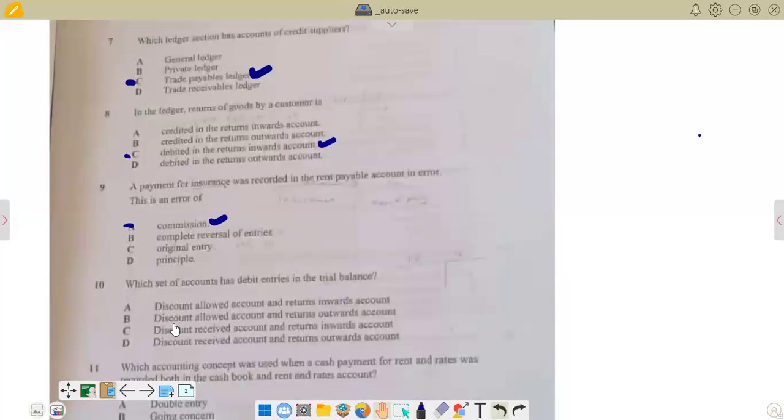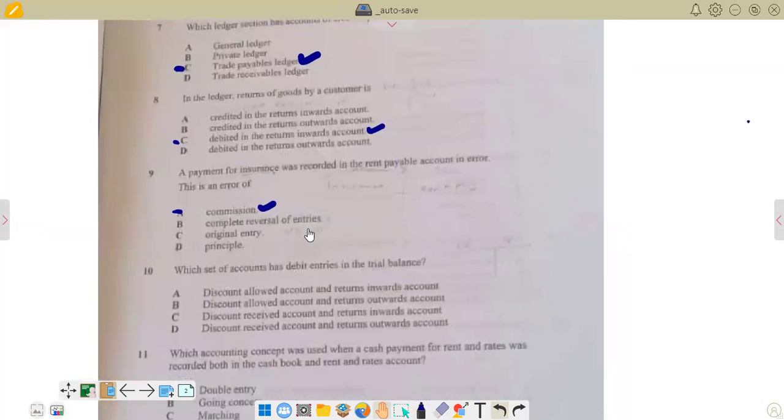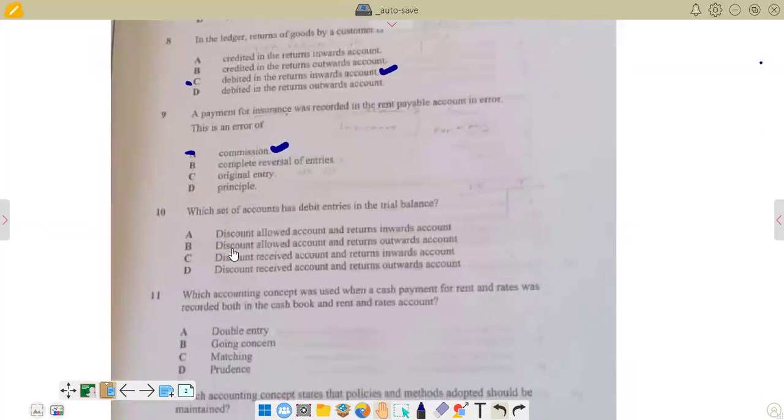If you look at the other ones, we've got discount allowed and returns outwards. Returns outwards has a credit balance, so that is out. And then we've got discount receipts and an income account, and all income accounts are credit balances, so it's out again. Then discount receipts again, it's out. So we are left with A. A is the most appropriate answer, so we indicate our A here as number 10.